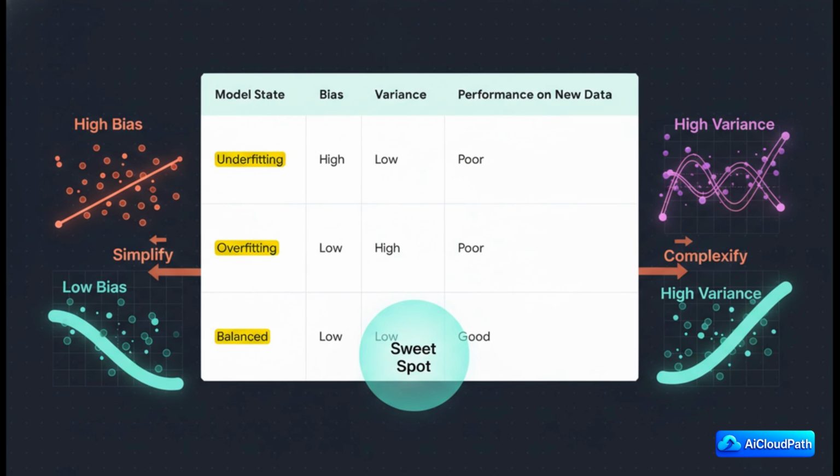Now, this table just sums up the whole push and pull perfectly. Look at that top row. When a model is underfitting, you've got high bias and low variance. Result, poor performance. Now, the second row, overfitting, is the opposite. Low bias, high variance. Result, still poor performance. And here's the key thing to get. As you try to fix one of these problems, you can easily make the other one worse. It's this fundamental law of machine learning. Finding that low sweet spot in the bottom row, that's the real art and science of it all.